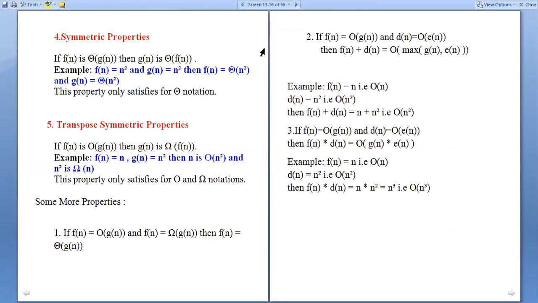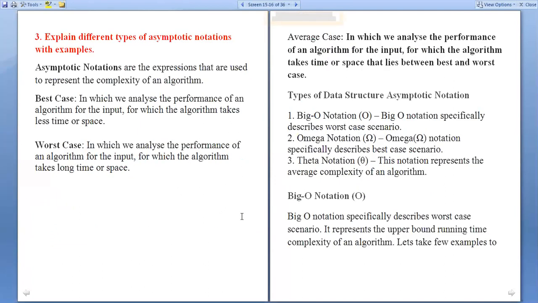Then f of n star d of n. What is f of n star d of n? That is the multiplication. F of n is n, and d of n is given as n square. So now multiply these two. F of n multiplied with d of n is n multiplied with n square, that is equal to n cube. That is big O of n cube. So in this way, you can consider the properties of various asymptotic notations. Those are big O notation, theta notation, and omega notation.